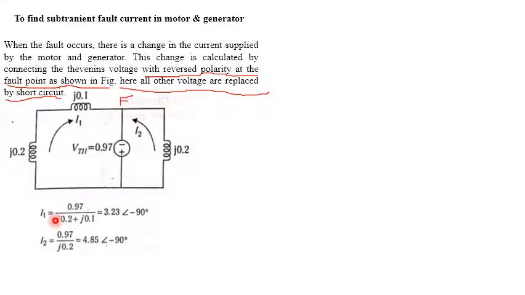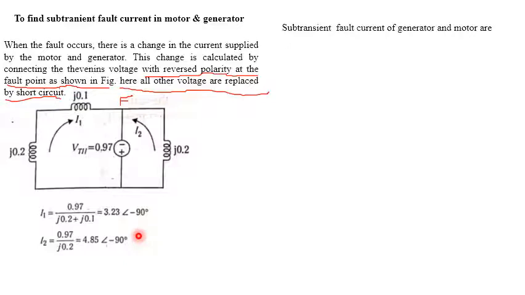Okay, so I1: the voltage is 0.97, the total impedance is 0.2 plus 0.1, so you'll get 3.23 at an angle of 90 degrees. Why is it 90 degrees? Because of the j. Similarly, I2 is nothing but the voltage 0.97 divided by the impedance, which is j0.2. So we get 4.85 at an angle of minus 90 degrees.